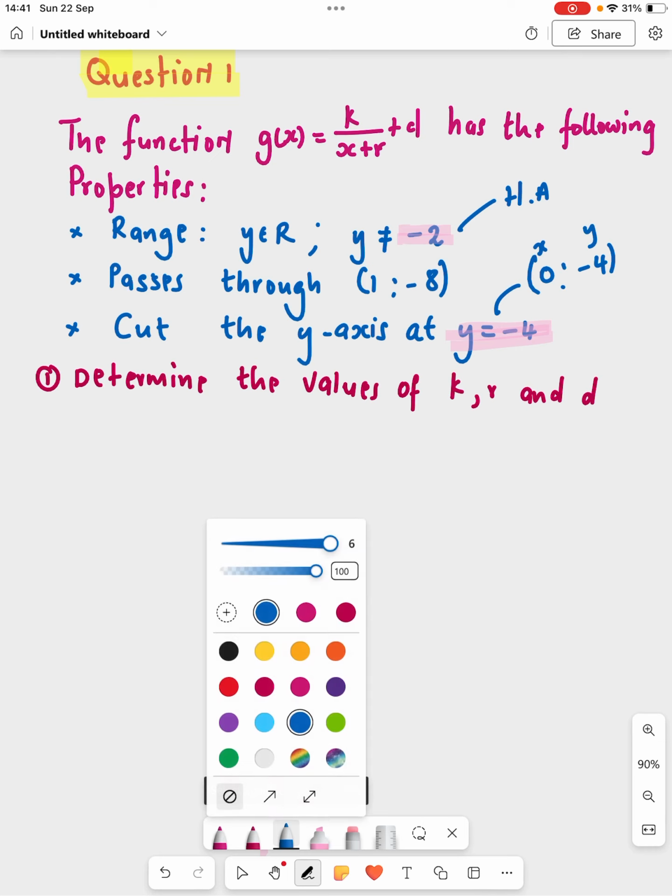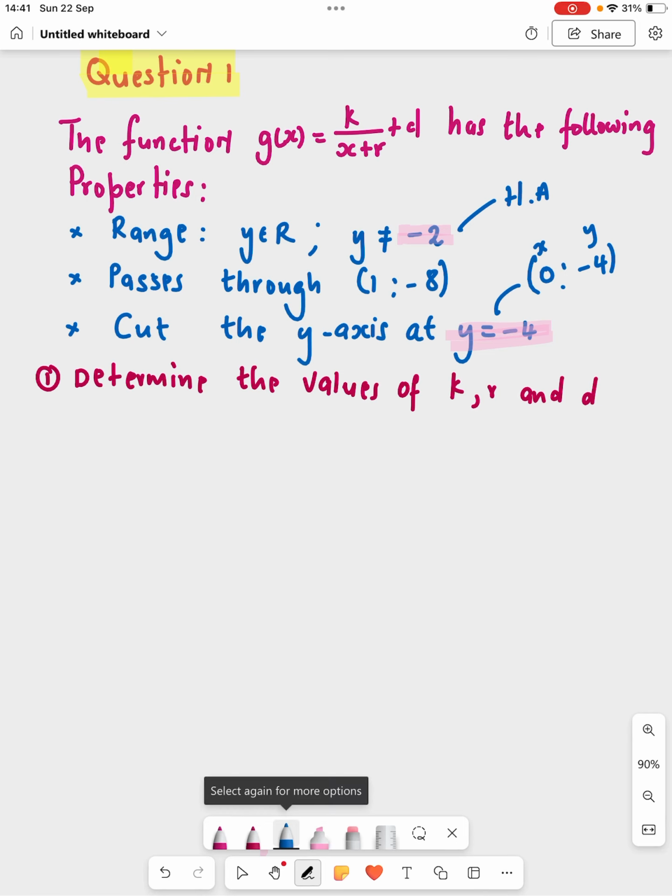Now, the first question here, we are required to determine the value of k, r, and d. Now, if you check here, let's start with d. So d represents your horizontal asymptote. And we can read the horizontal asymptote from the range. So that means we do have the value of d. The value of d is equal to -2. So if the value of d is equal to -2, our equation can be written as g of x is equal to k over x plus r minus 2.